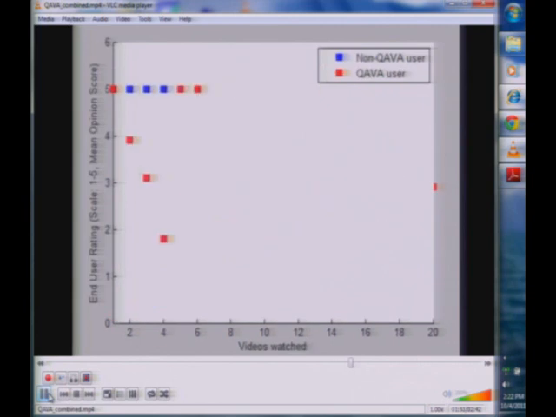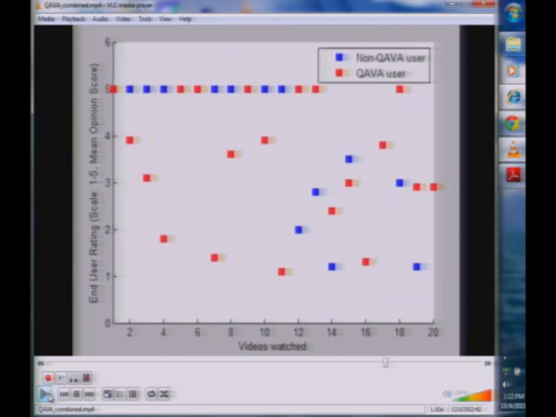The second graph shows the distortion of the videos chosen for non-QAVA and QAVA users. We observed that the Quota user was able to stay within her budget boundary on the previous graph by choosing lower and more appropriate bit rates commensurate with her use. So let me explain what's happening here.